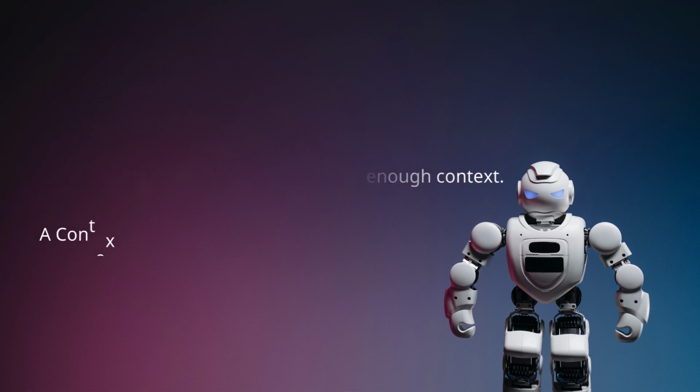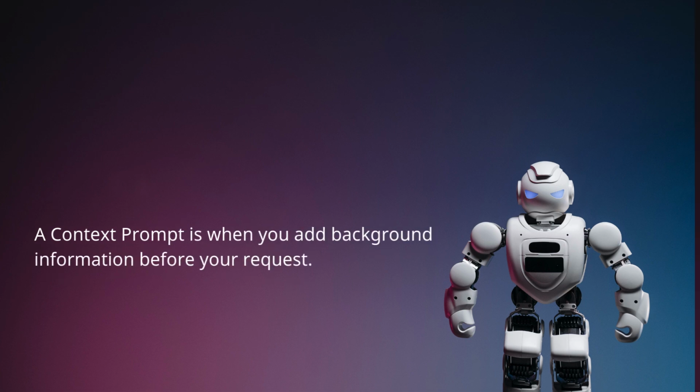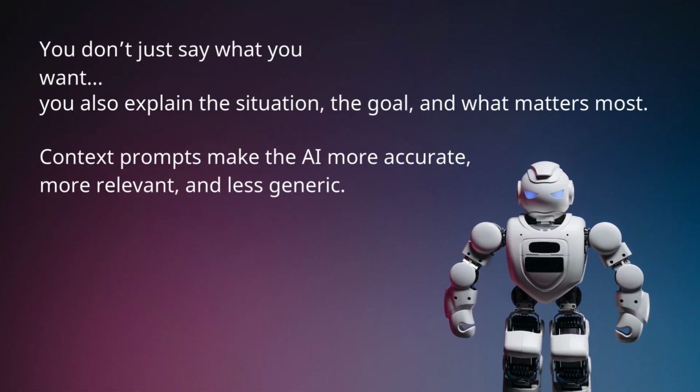A context prompt is when you add background information before your request. You don't just say what you want, you also explain the situation, the goal, and what matters most. Context prompts make the AI more accurate, more relevant, and less generic.